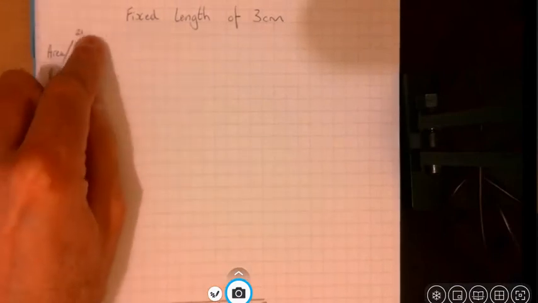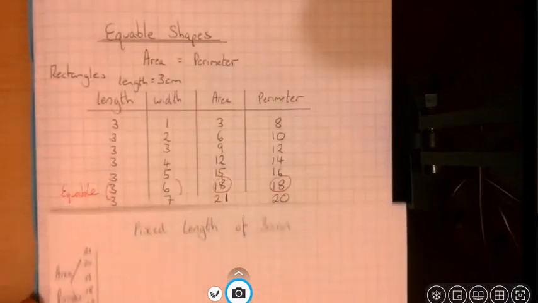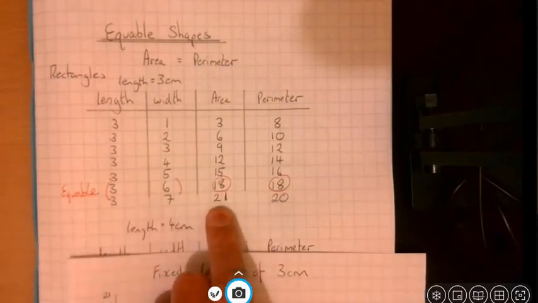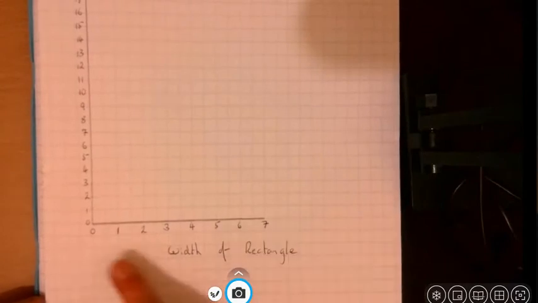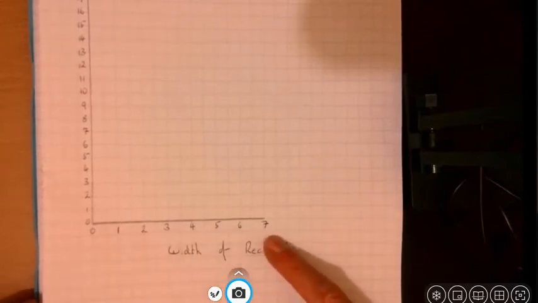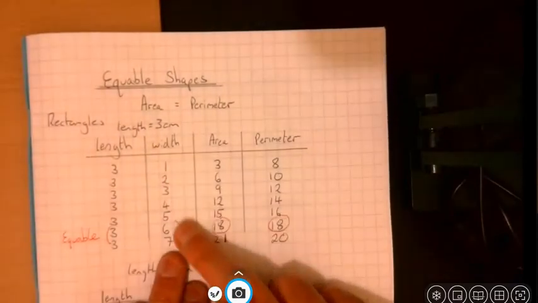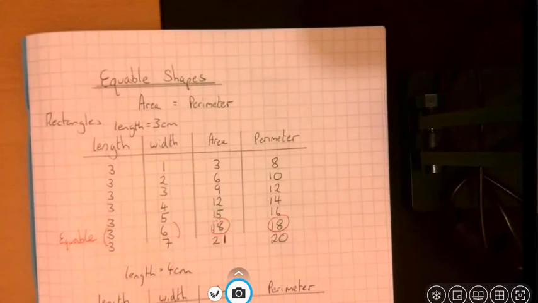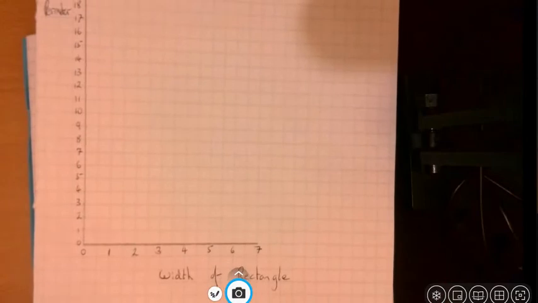Now my y-axis, I've gone up to 21. Why have I gone up to 21? Well, I went up to 21 because that will allow me to plot this figure here. And going across the x-axis, I've gone across to 7: 1, 2, 3, 4, 5, 6, 7, because that will enable me to plot all of these different rectangles. So I'm going to show you now. The first thing is to make sure that you've drawn your axes. Okay, you can see mine just here.